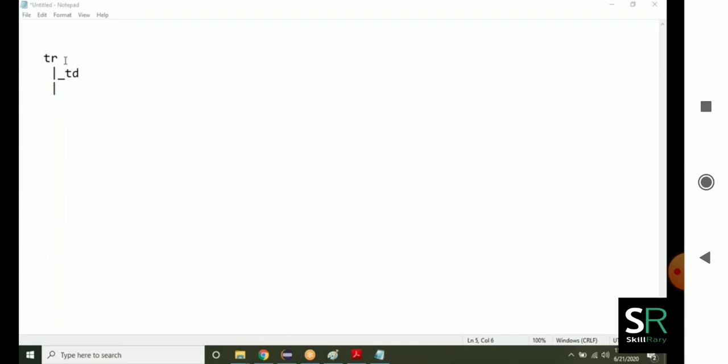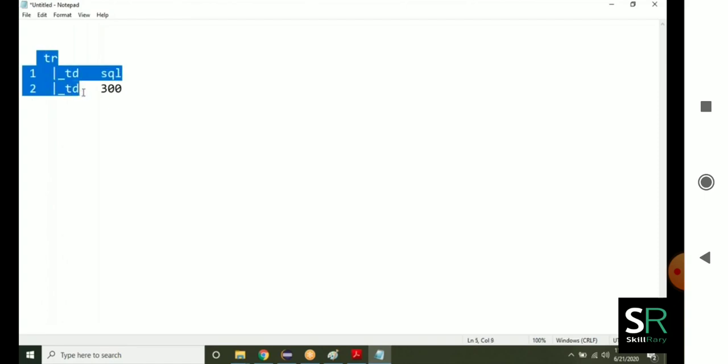Okay, fine. I've just opened a notepad. This is the HTML tree, guys. This is how it is there. In the first TD, what is there? SQL is there. In the second TD, what do we have? Price of the book. How much? 300. This is TD1 and this is TD2, guys.